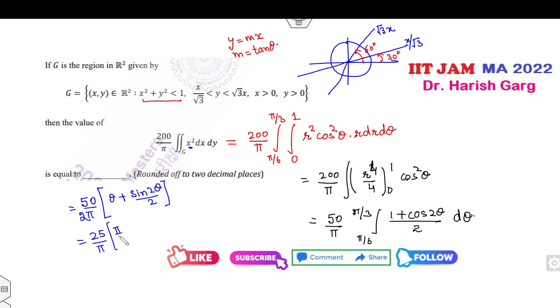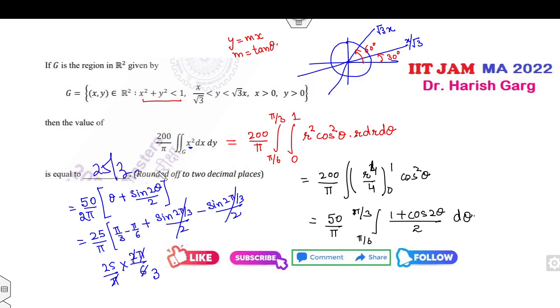First of all, pi over 3 minus pi over 6 plus, when you substitute pi over 3, it's sine of 2 pi over 3, and if you substitute pi over 6, it's sine of pi over 3, over 2. So that will be cancelled out. 6 is the LCM, 3 minus 1 is 2, 2 pi by 6 into 25 by pi. So it's a 2. So that will be the right answer of this problem. So this is the way you can solve problems in a very simple manner.